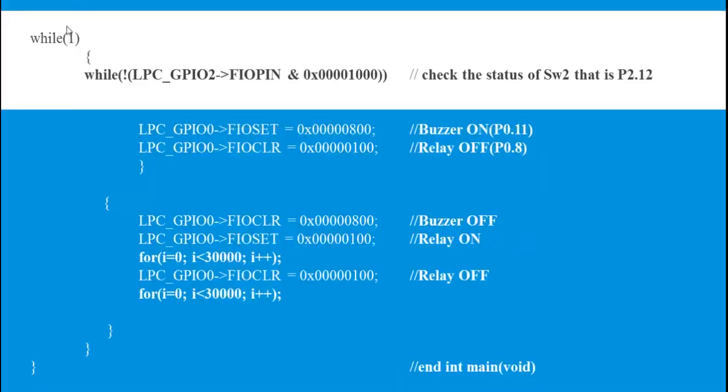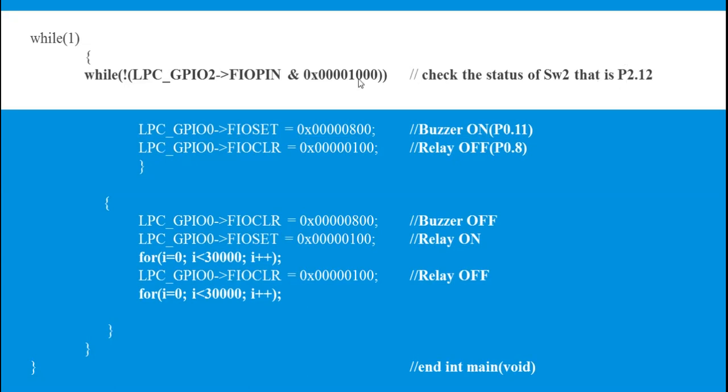While(1) is an infinite loop, and this while loop is used to check the status of the switch. Since the switch is connected to port 2, that means the 12th pin of port 2, we are using the structure LPC_GPIO2, and the FIOPIN register is used to read the complete status of port 2. So the complete 32-bit information of port 2 is stored in the FIOPIN register. Now this content is ANDed with the value 0x00001000. This value corresponds to bit position 12, since it corresponds to the 12th port pin.